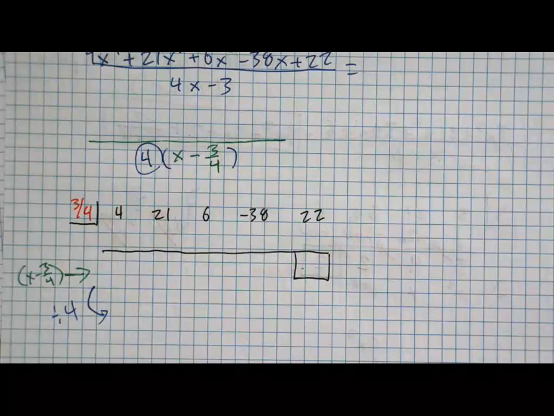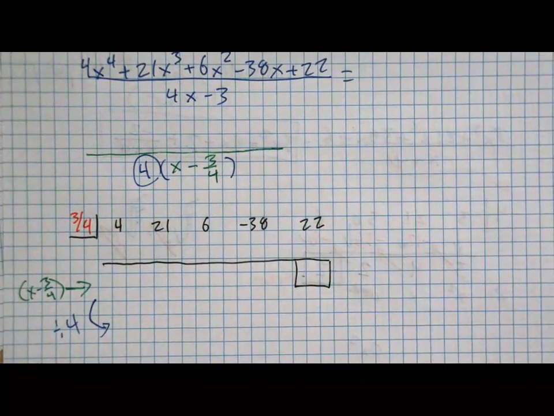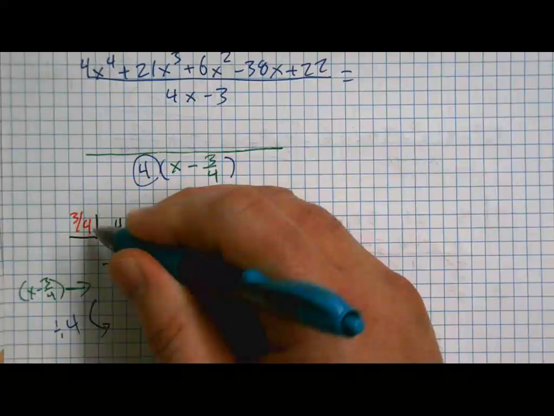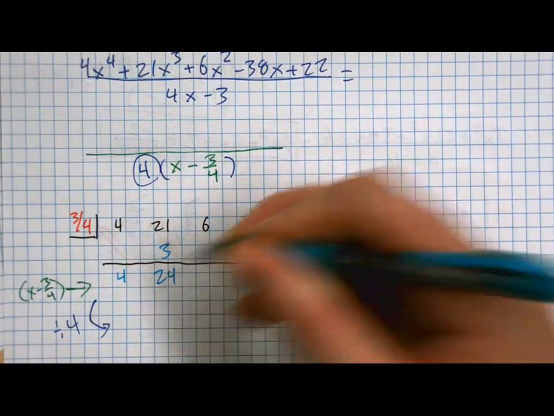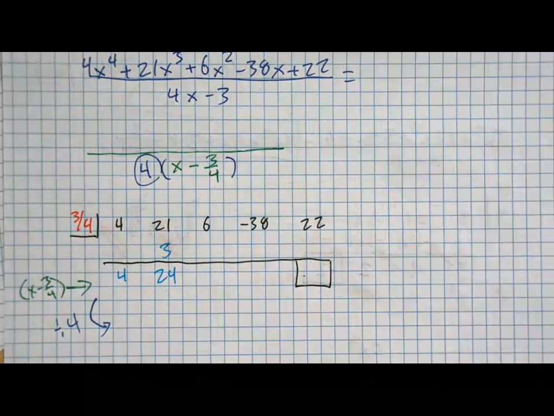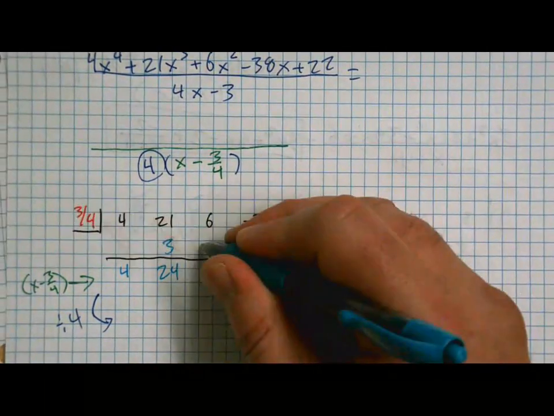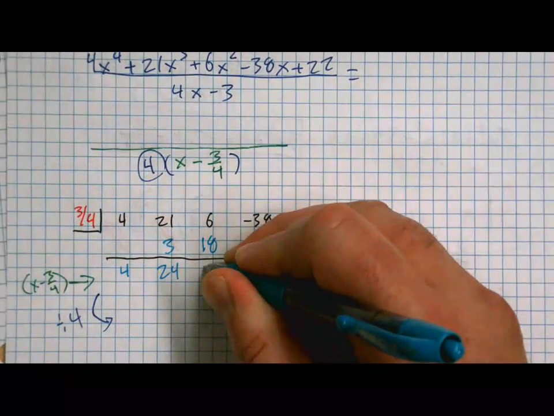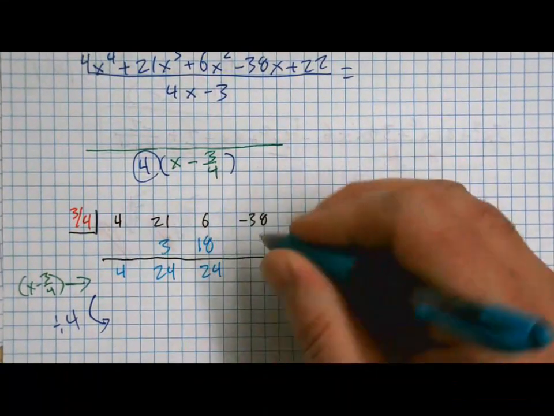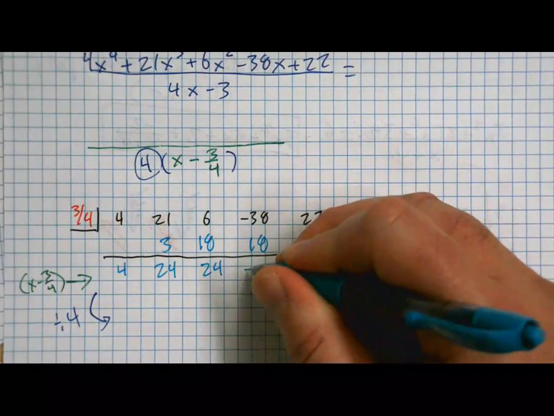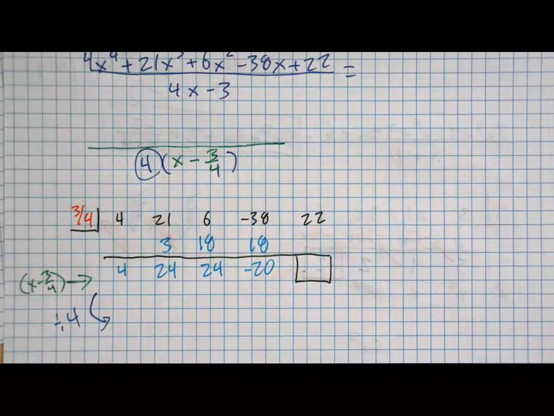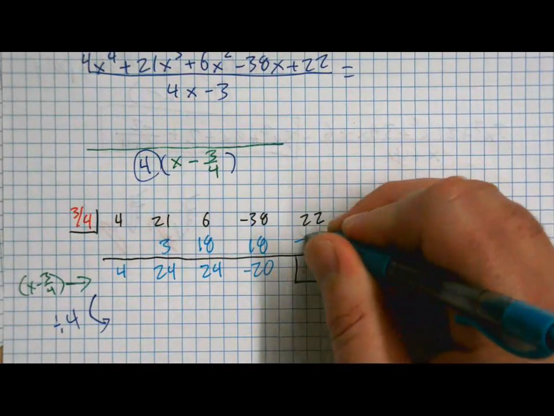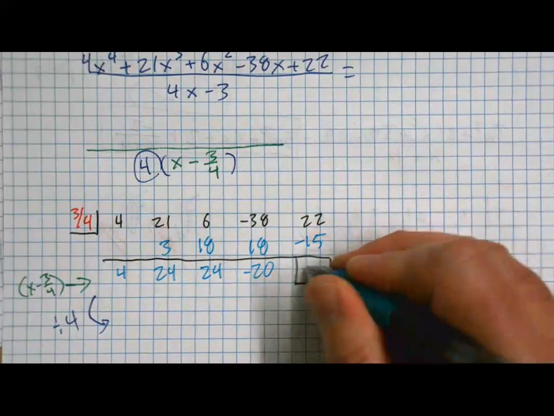Use the little trick. It'll make it easier for you. So 4 drops down. Divide by 4 is 1, times 3 is 3. That's 24. Divide by 4 is 6, times 3 is 18. It's also 24. Divide by 4 is 6, times 3 is 18. Negative 20. Divide by 4 is negative 5. Times 3 is negative 15. And that's 7.